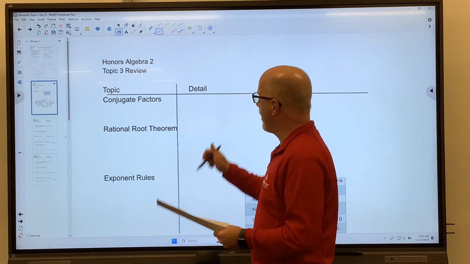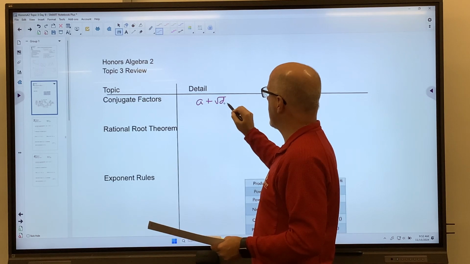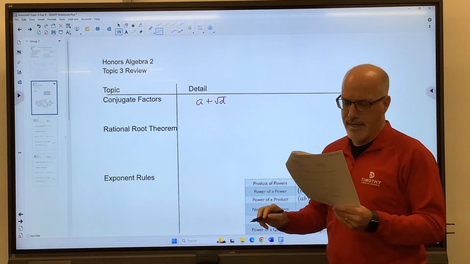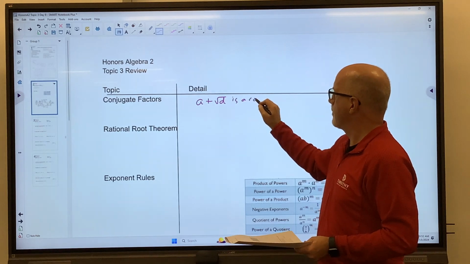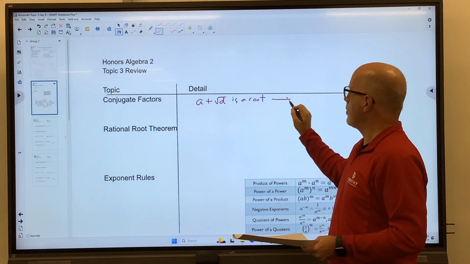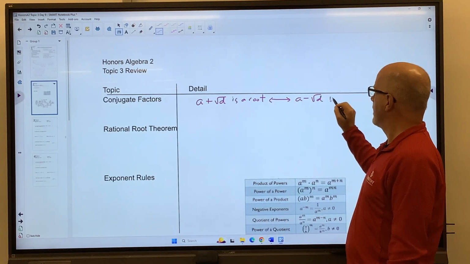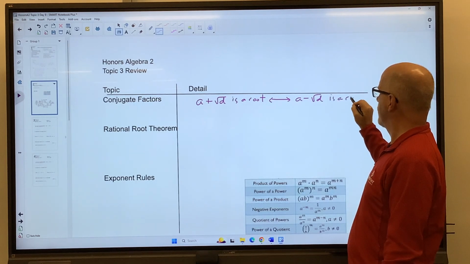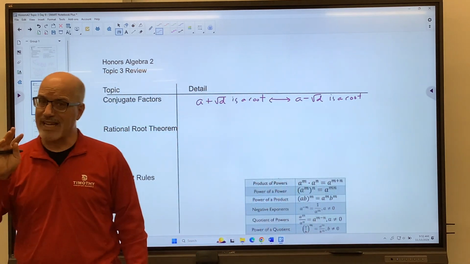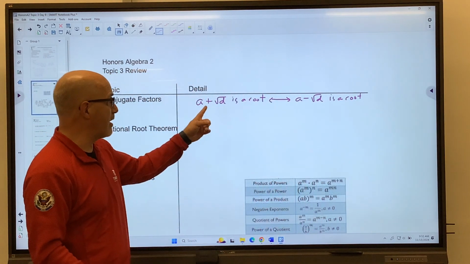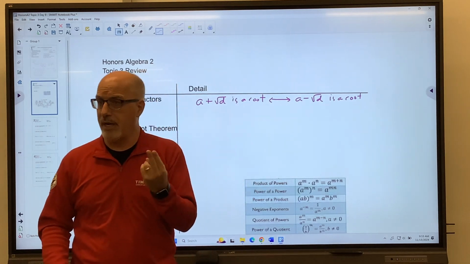So if we have a plus the square root of d as a solution, if that is a root, then also a minus the square root of d is a root. They have to both be. So notice that conjugate idea, that if you have a plus for one, you have to have a minus for the other. They always come in pairs.